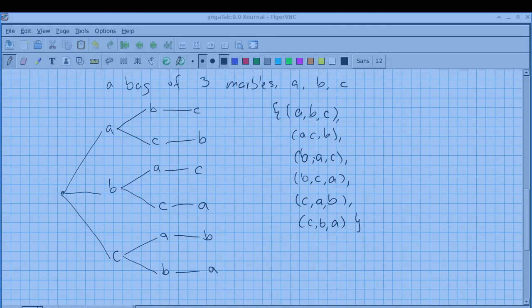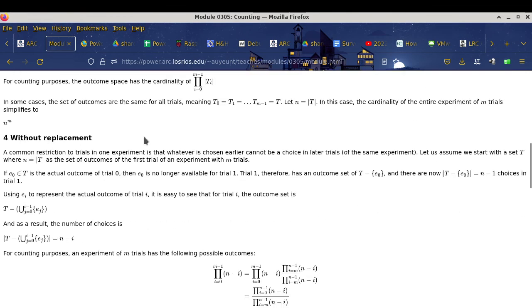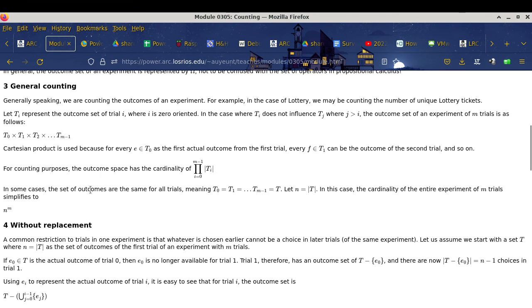So now we're going to go back and continue with the notes. So without replacement. So wait, there's one more thing. In some cases, the set of outcomes are the same for all trials, which is the case of the coin tossing case. So in that case, t of 0 and t of 1 all the way up to t of m minus 1, they are really the same thing. In the case of tossing a coin, they're all the set of head, tail. So they all have the same cardinality. So if they all have the same cardinality, then we only have to know the cardinality of one set, and then the actual outcome becomes n to the power of m, where n is the cardinality of the set of outcomes for each trial, and m is the number of trials. Is that okay?